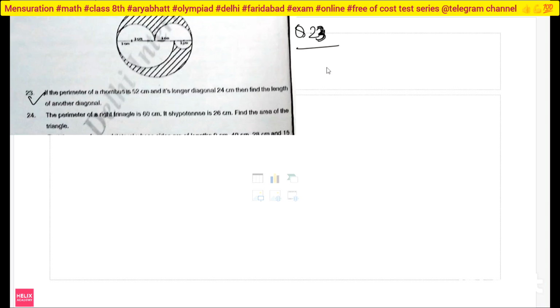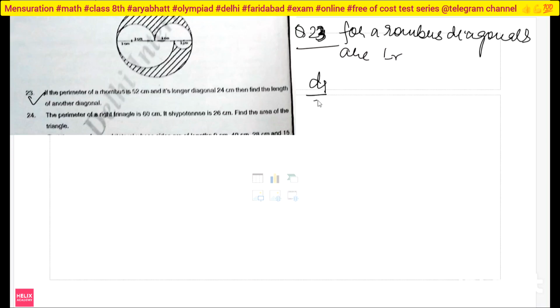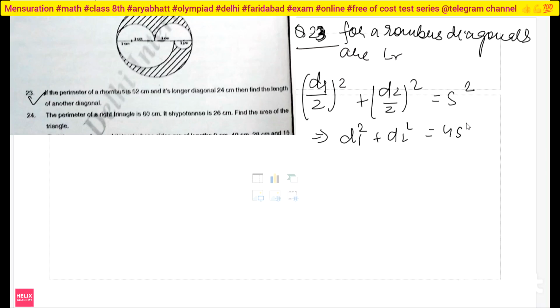So I will say that for a rhombus, diagonals are perpendicular, right? So what I will say, (d1 upon 2) whole square plus (d2 upon 2) whole square is equal to s square. Okay, so this I am saying that d1 square plus d2 square is equal to 4s square. So I will put all the values. So what I am getting, 24 square plus d2 whole square is equal to 4 into 13 whole square.